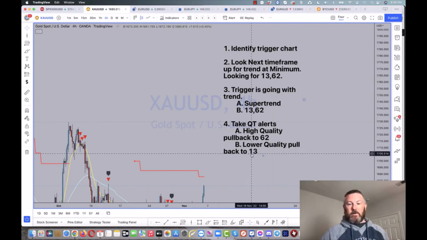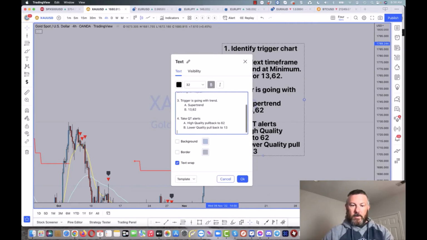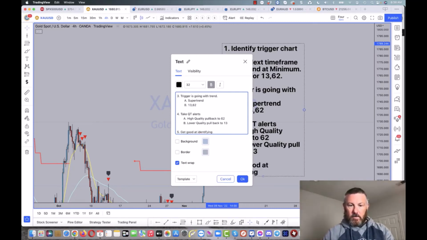There are some trades there off the 13, and then I think one more should be added on here, and then we'll call it a day. Is get good at identifying consolidation.